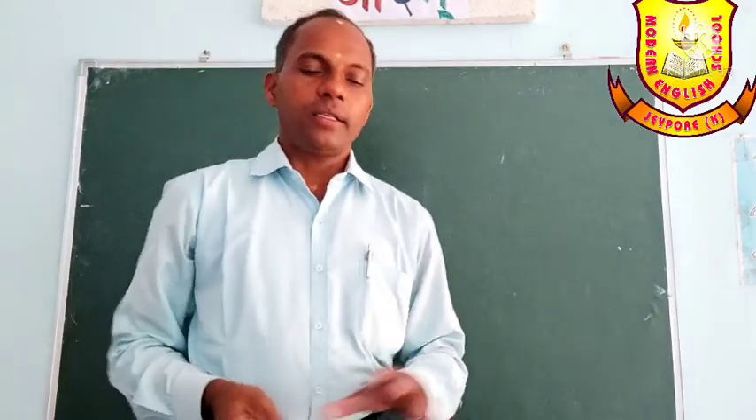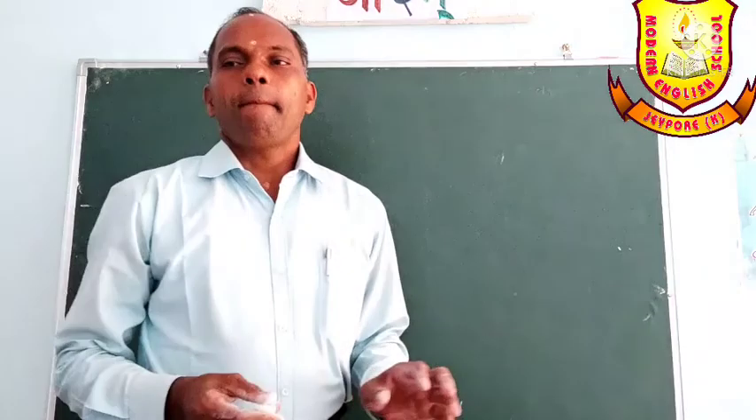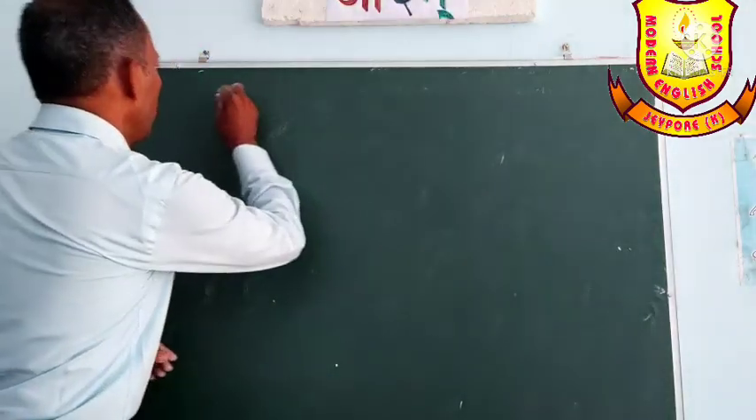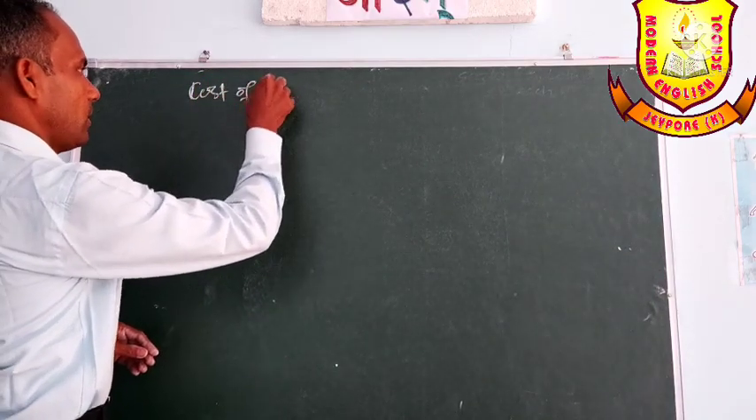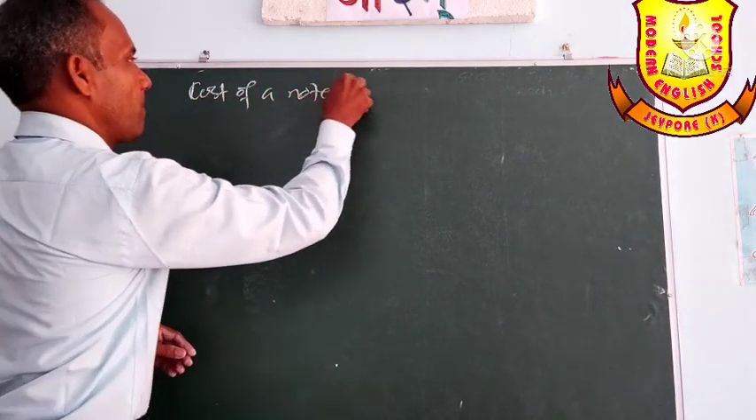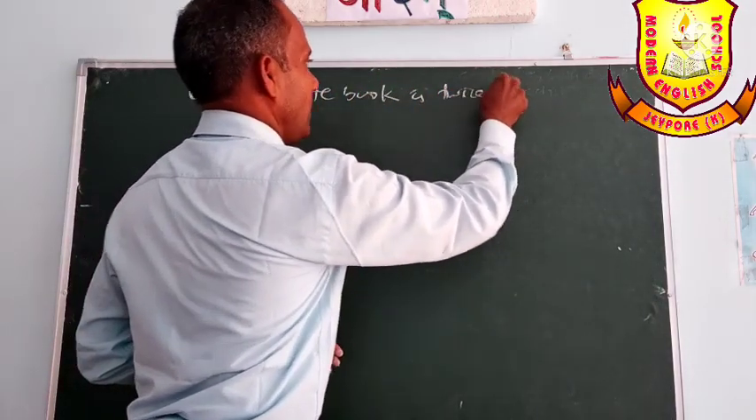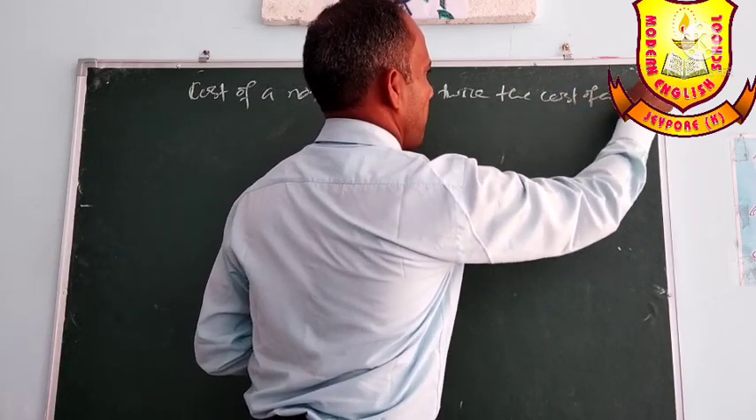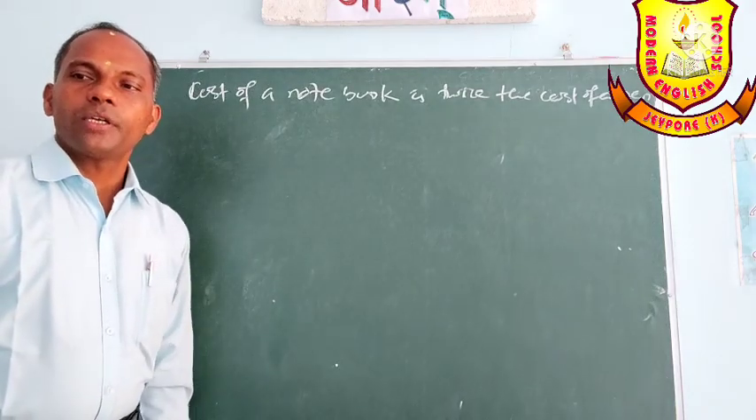It is told that the cost of a notebook is twice the cost of a pen. How can we represent it in a linear equation in two variables?